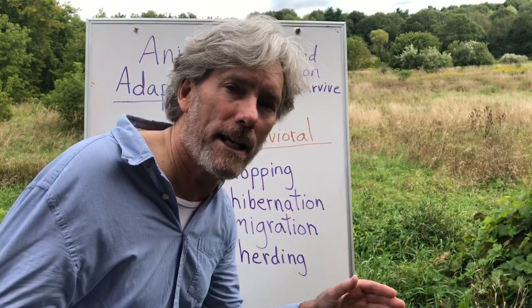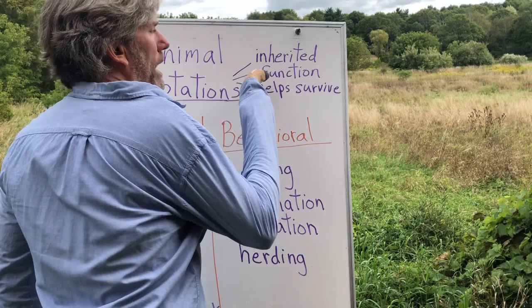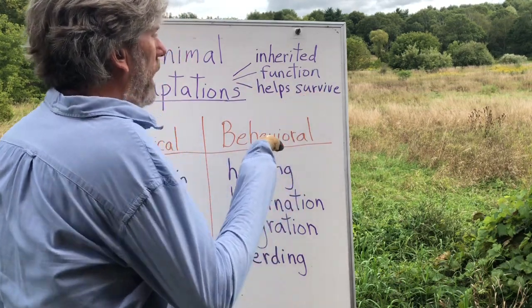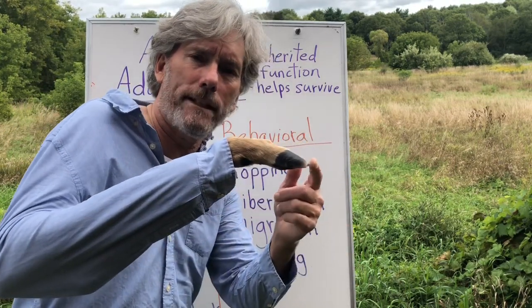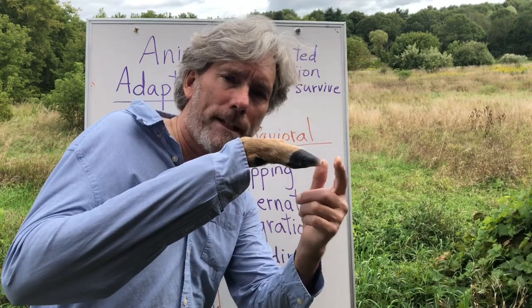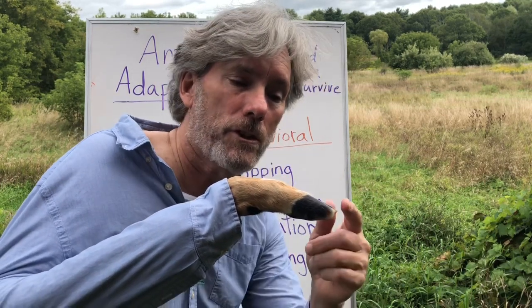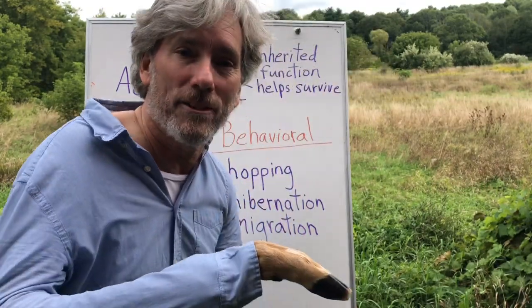Let's think more about adaptations of animals. So to be a true adaptation, a trait has to be inherited. The trait has to have a function, and that function must help the animal survive in its environment. What about the hoof of a white-tailed deer? Does the hoof of a white-tailed deer help it survive in its environment? Does the hoof help it to run faster? If it does, it's a physical adaptation. Think about it. Check this out.